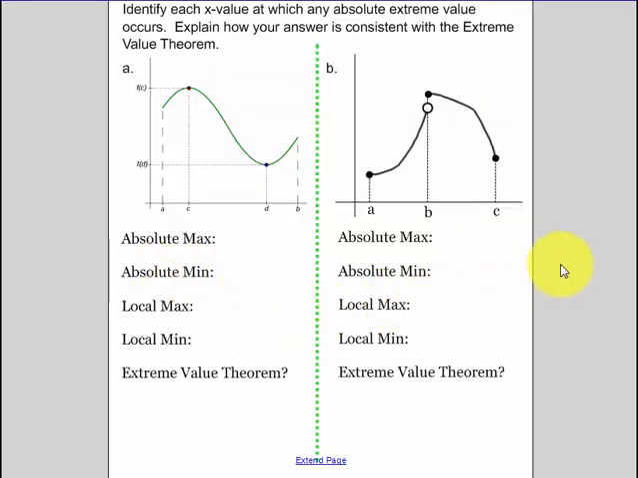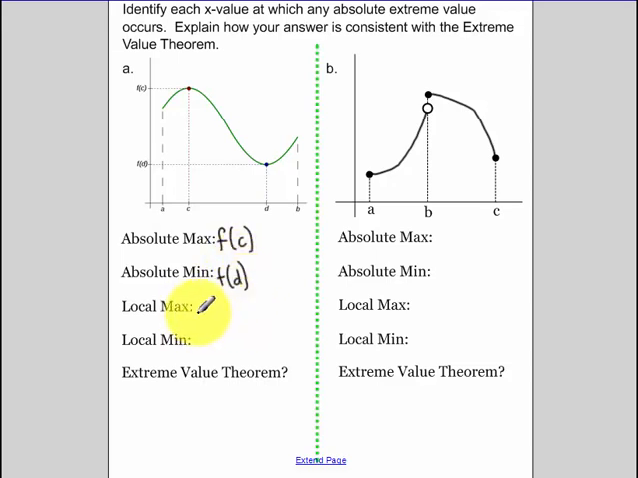Okay, so for this example, we have two different cases, and we have to tell whether or not it holds true for our extreme value theorem. So an absolute max, look for your highest y value. My highest y value happens there at f of c. Absolute minimum, the smallest, that's here at f of d.